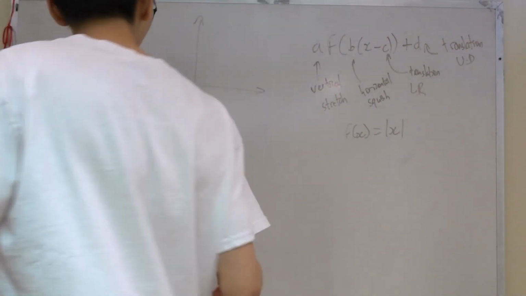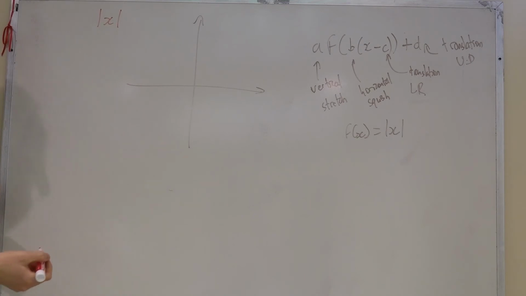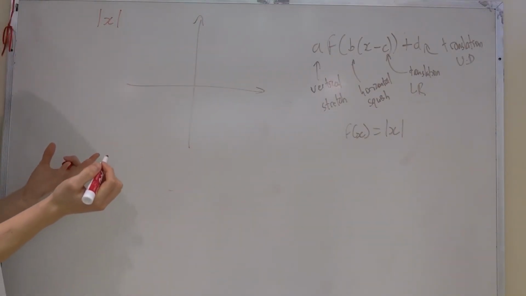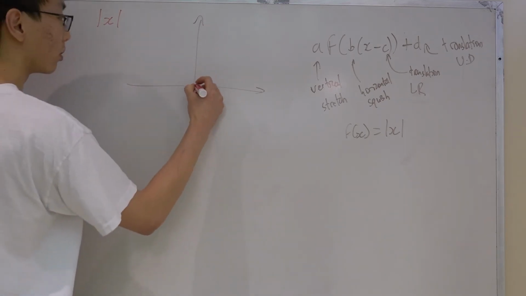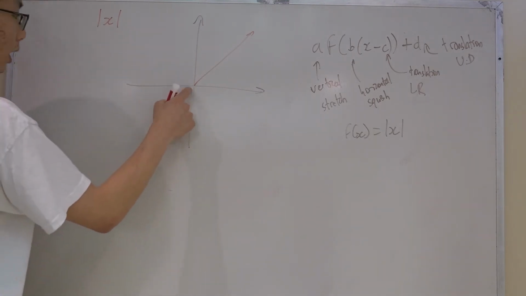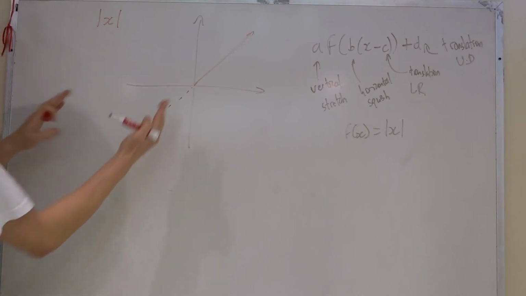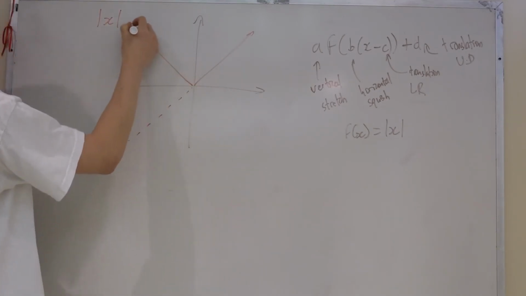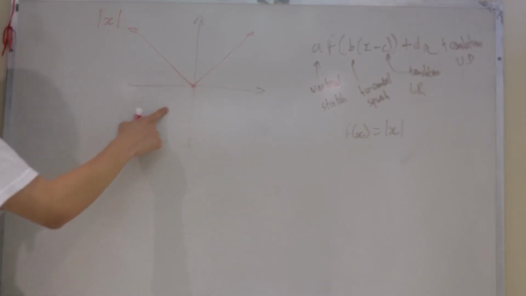But to do this, we need to know what the parent graph looks like. So absolute value of x. We know that when x is positive, it does the exact same thing. So you give it x, and the absolute value spits out x. So it's just going to look like the line y equals x. But over here, where the line should continue going, it's actually going to flip it up positive, right? Because the absolute value only outputs positive. So this is what the absolute value function looks like.